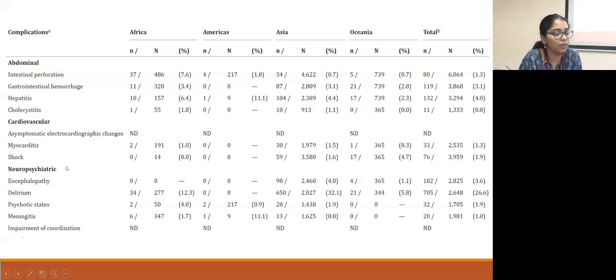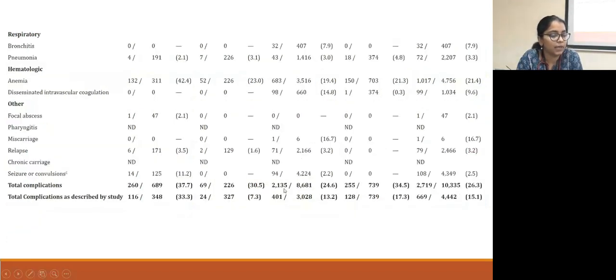Among cardiovascular complications, patients generally present with shock, myocarditis. Neuropsychiatric, they can present with features of delirium, meningitis, and encephalopathy. And the respiratory system can present with pneumonia. Hematologically, they can present with anemia, which is very common, along with DIC. Other complications that we can think of are focal abscess, pharyngitis. In pregnancy, it can cause miscarriages, relapse, and chronic carriers.